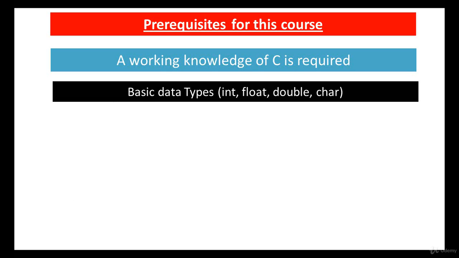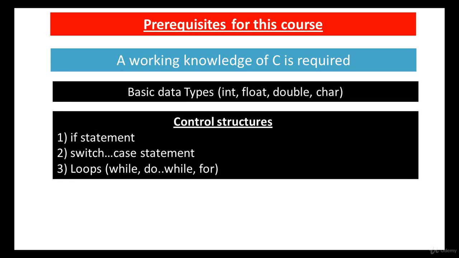Basic data types that you might have learnt in C, that is int, float, double, char. There are some extra data types in Java like boolean, byte, etc. that we will be discussing in the course.